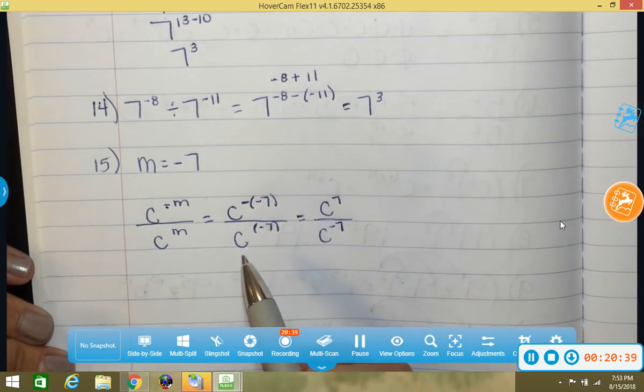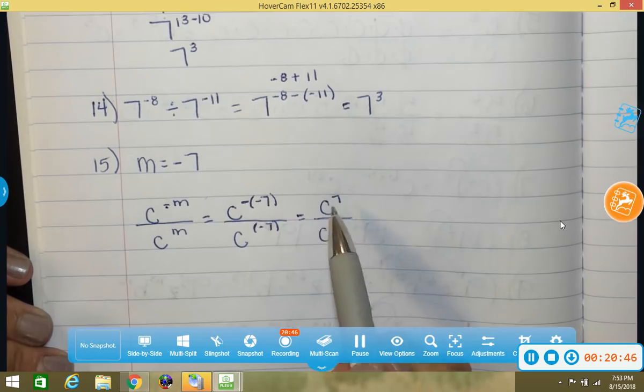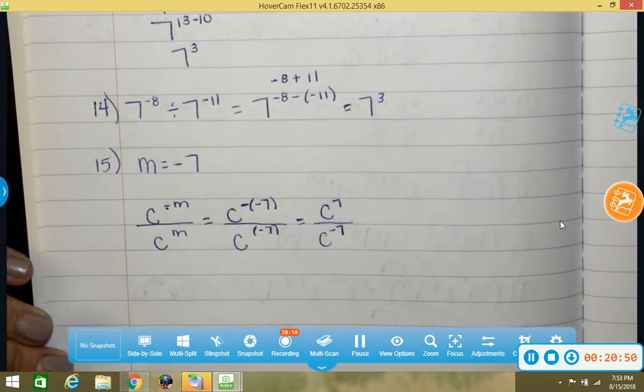Now this is a simple one-step power rule that you have to use here. You have like bases that are being divided so that you know you need to subtract them. So you go ahead and subtract them now.